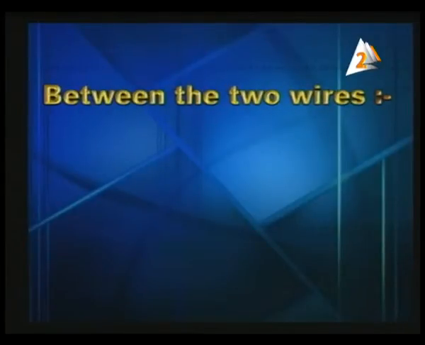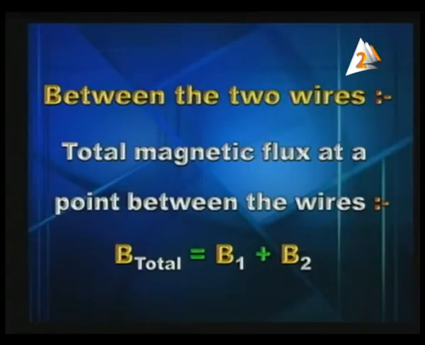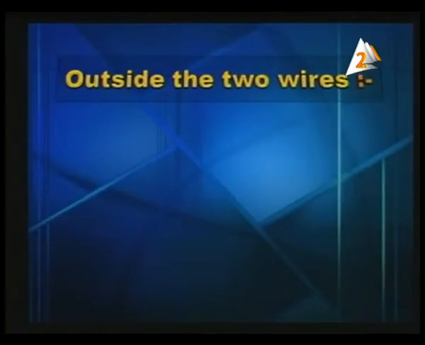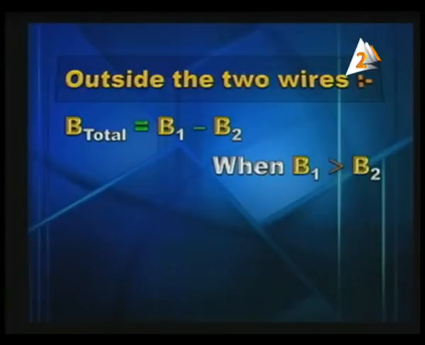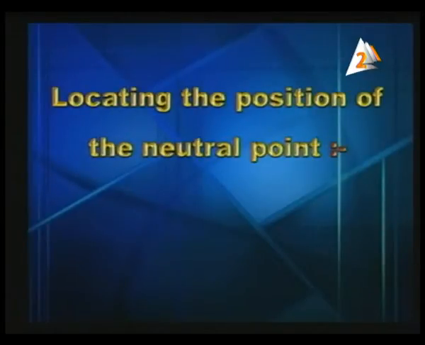Okay, once again, between the two wires, total magnetic flux at a point between the two wires is determined from the formula B total equals B1 plus B2. And what about outside the two wires? B total will be B1 minus B2 when B1 is greater, or B2 minus B1 when B2 is greater than B1. Okay, and now we've got something very important.